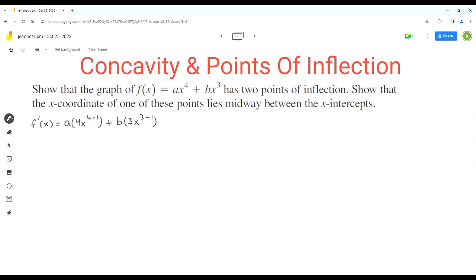Now we can simplify this expression. So a times 4 is 4a, then the exponent of x is 3, and the second term b times 3 is 3b, and the exponent of x is 2. So this is the first derivative of the given function. Now we can find the derivative of this derivative to get the second derivative.